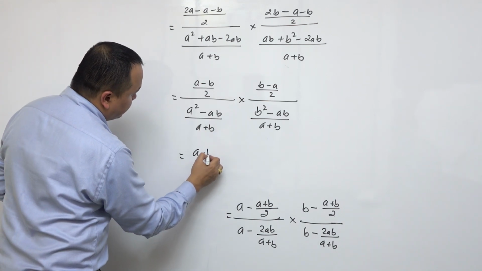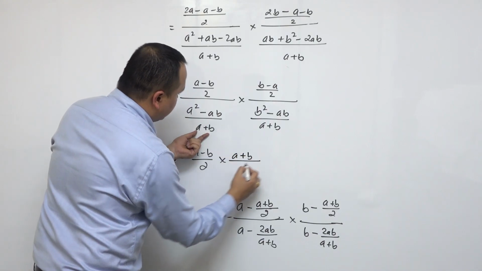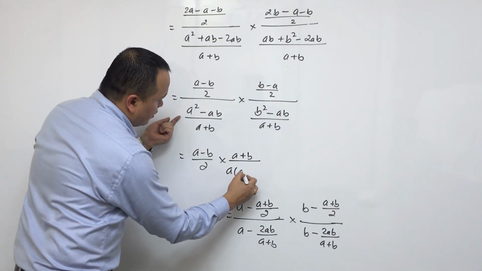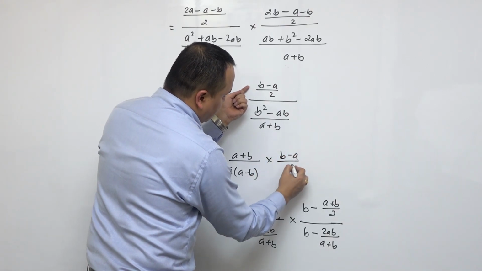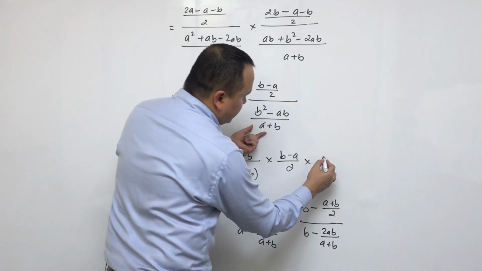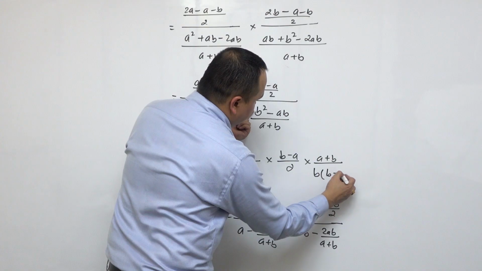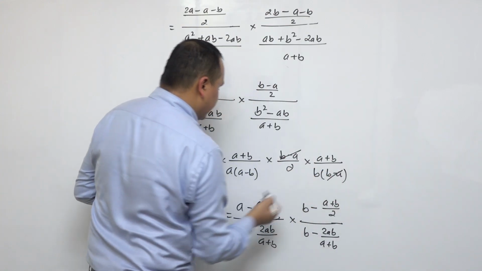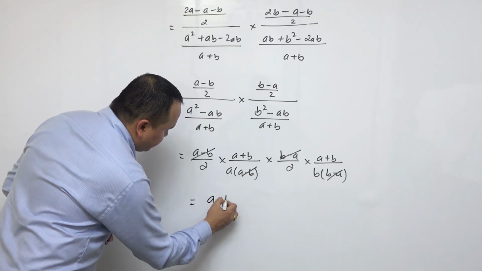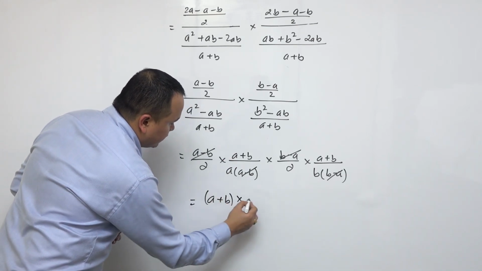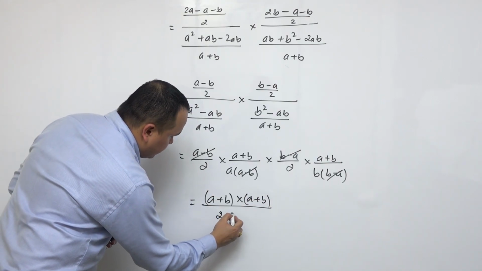(a minus b) by 2 into (a plus b) upon, here a is common, a minus b. Similarly, here (b minus a) divided by 2 and (a plus b) upon b is common, then b minus a. b minus a cancels, a minus b cancels. And this is (a plus b) into (a plus b) upon 2a into 2b.